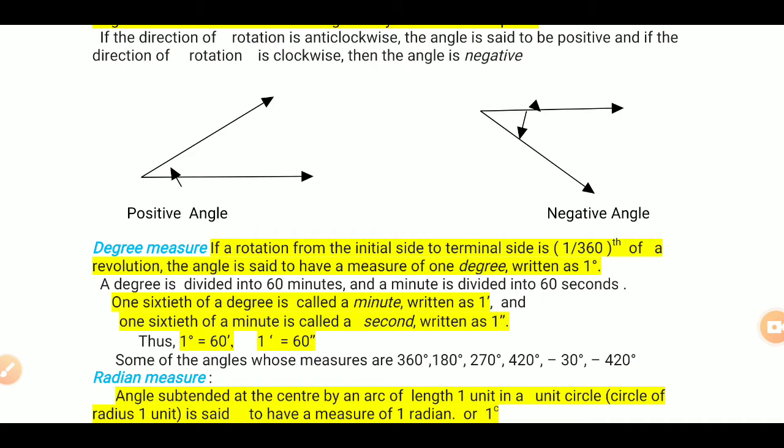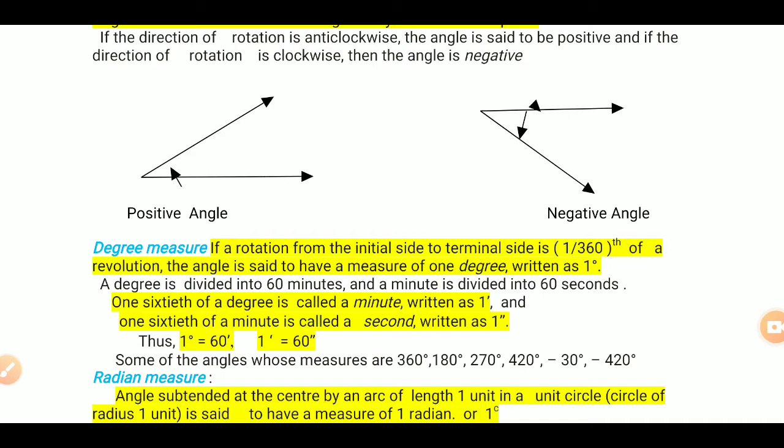Rotation of the ray from the initial side to the terminal side in a complete revolution is divided into 360 parts, then the 1/360th part is called 1 degree. It is the 1/360th part of a revolution.